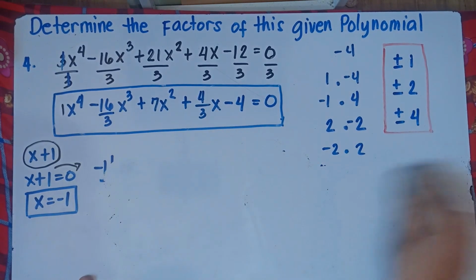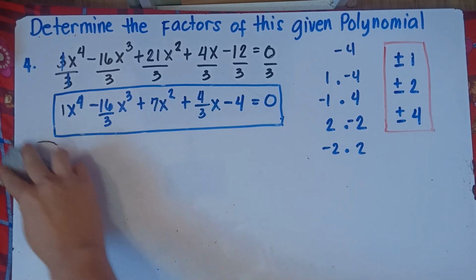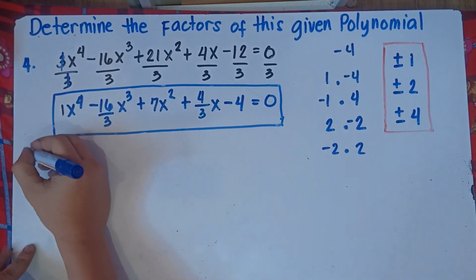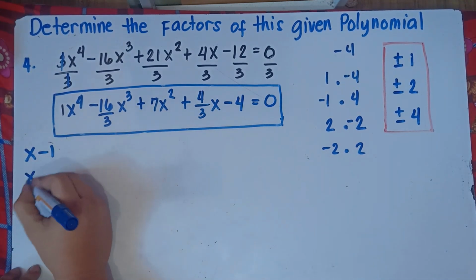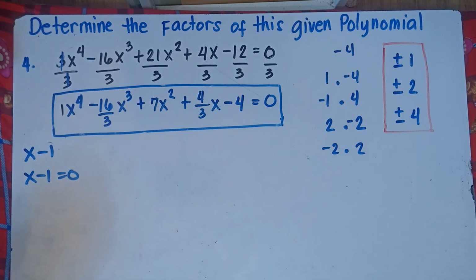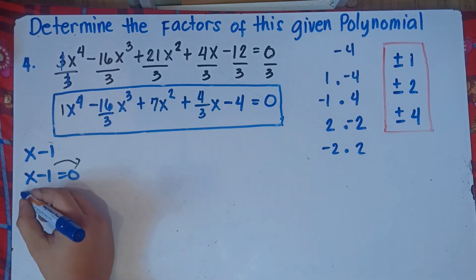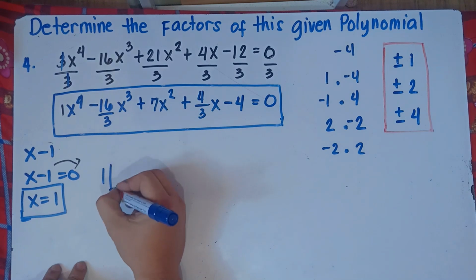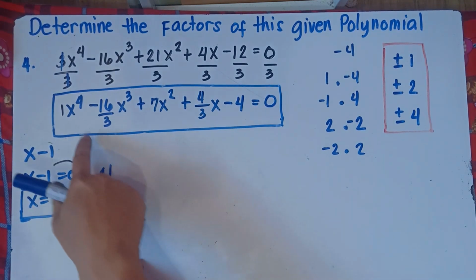Alright, so quite complicated, class, but we need to do it step by step. So x plus 1 is not a factor. We will be using x minus 1. Let's use x minus 1. Equate this one into 0. x minus 1 equals 0. So transpose. So this is minus 1, it will be positive 1. So let's use positive 1, class. You put a little corner, then you write 1. And then you write down the numerical coefficients.